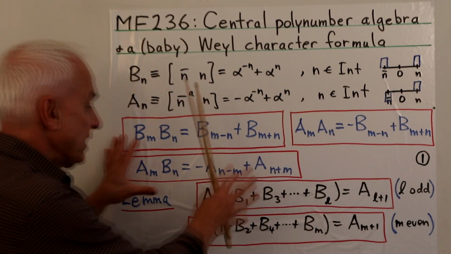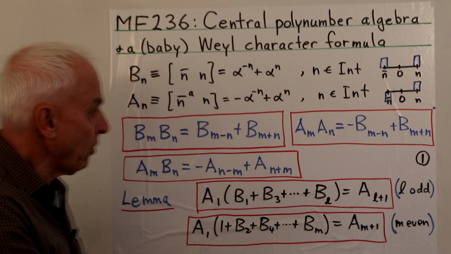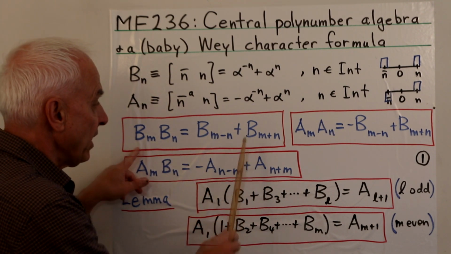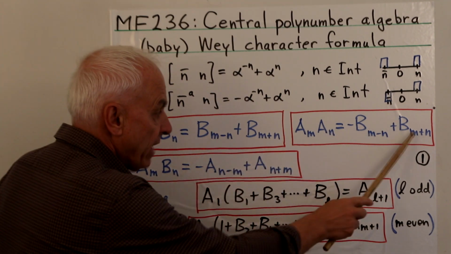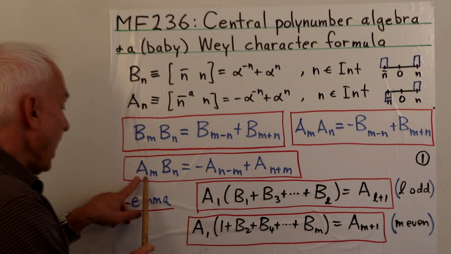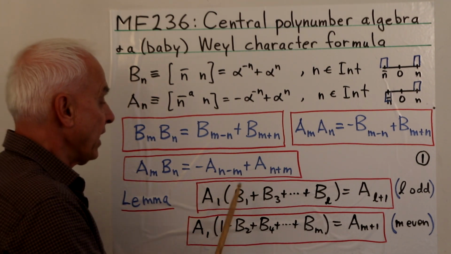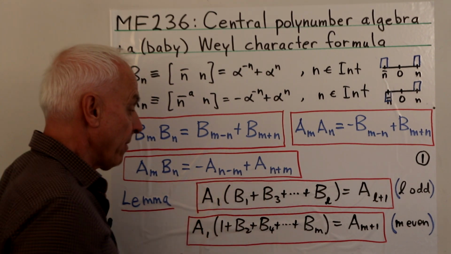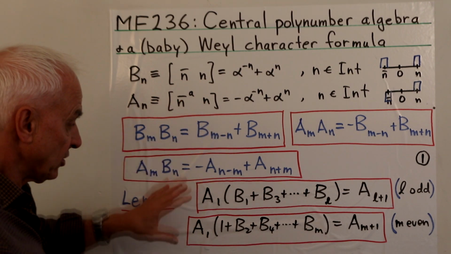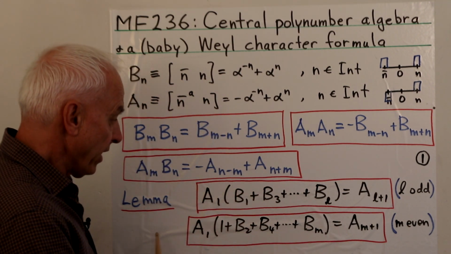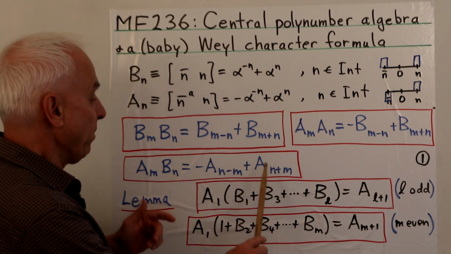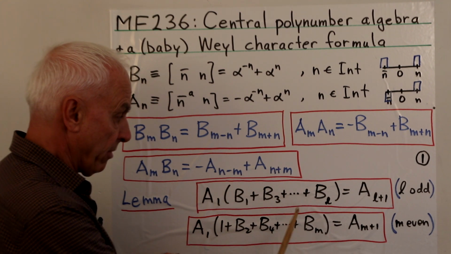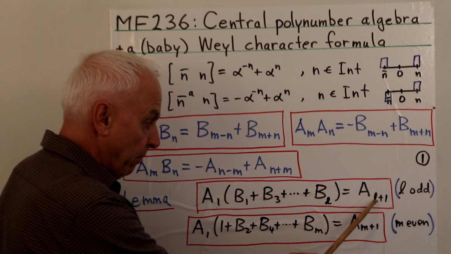And then we've already seen in a previous video what happens when we multiply two of these together. So Bm times Bn is this combination of B's, Am times An is this combination of B's also. This Am times Bn, we get an alternating thing, which is minus A sub n minus m plus A sub n plus m. And then we saw that we could use these things to get these formulas, that if we take A1 times the particular combination B1 plus B3 plus B5, etc., up to Bl, where l is some odd natural number, then that is A sub l plus 1.